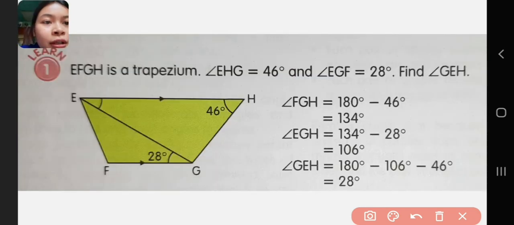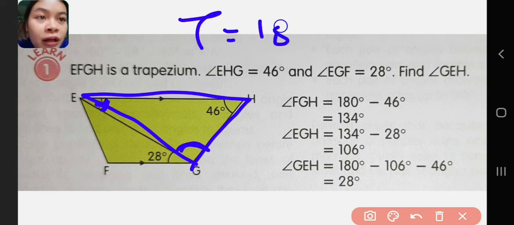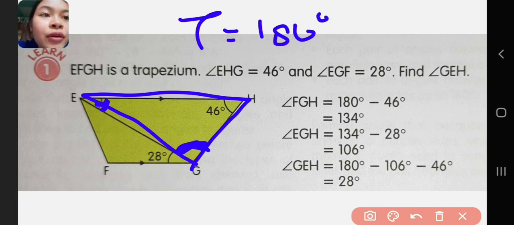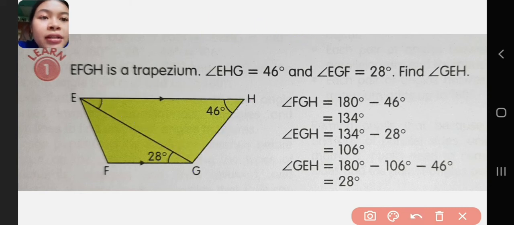Okay kids, now we want to know this GEH. GEH is a part of a triangle, this triangle, isn't it? If we want to know this one, we need to know this one. Remember that a triangle adds up to 180 degrees. So after you find those two, you subtract them from 180. Now our mission is to find EGH.